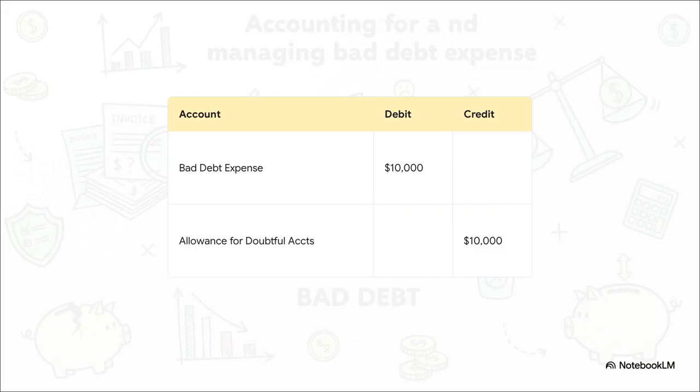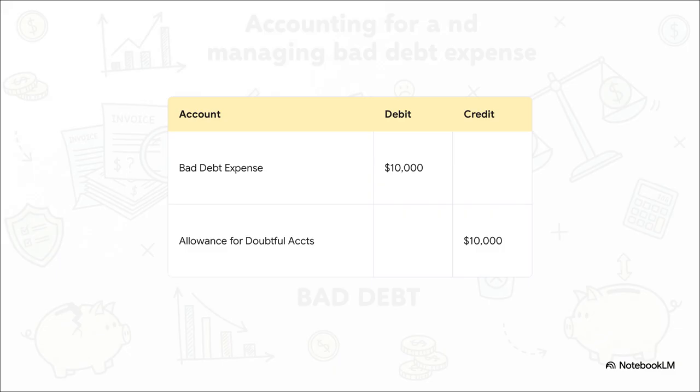A debit to an expense account increases that expense, which in turn reduces our net income. The matching credit goes to a really fascinating and important account called allowance for doubtful accounts. Now listen carefully. This is a contra asset account.